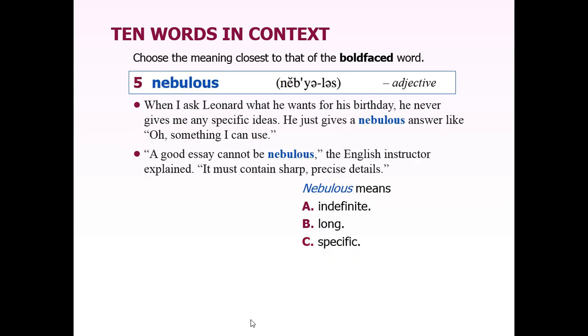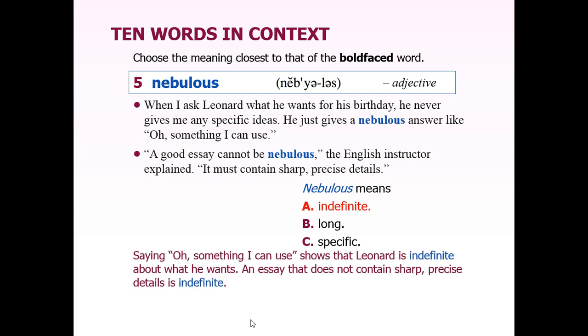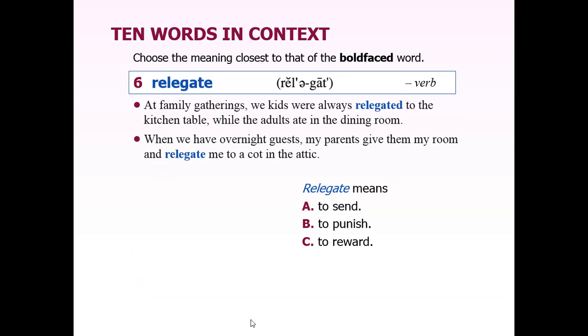5, nebulous. A good essay cannot be nebulous, the English instructor explained. It must contain sharp, precise details. So a good essay cannot be nebulous. It has to be sharp, precise, and detailed. So the opposite. If you're not sharp and precise, most likely you are going to be, yes, A, indefinite, B, long, or C, specific. The correct answer is, yes, A, indefinite. So you're unclear.